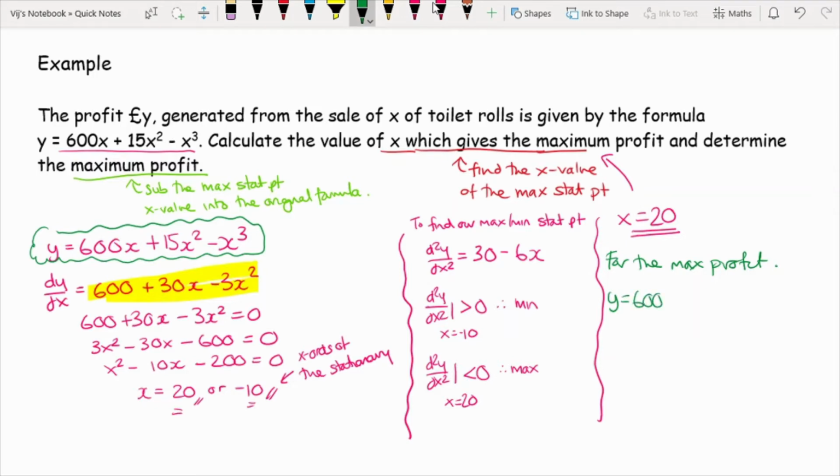So I've got 600 times 20 plus 15 times 20 squared minus 20 cubed. And as you can see, I've put it in brackets. This is how I'm going to enter it on my calculator. And although the brackets don't really make much sense here, if x was a negative number, then it causes some complications depending on how your calculator works. So if I enter that into my calculator correctly, I get an answer of £10,000. So my two parts of this answer are x equals 20 and the maximum profit is £10,000.